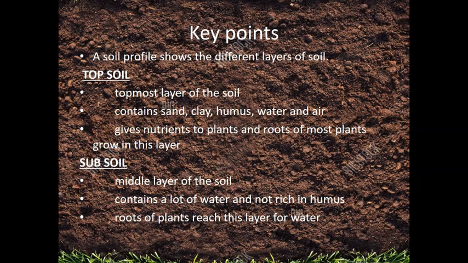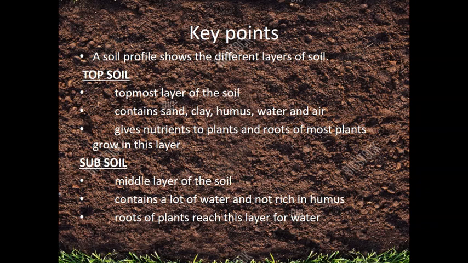Today's key points. A soil profile shows the different layers of soil. So how many layers we have discussed, children? Topsoil, subsoil, parent rock and bedrock. So topsoil is the topmost layer of the soil and it contains sand, clay, humus, water and air. This layer gives nutrients to plants and roots of most of the plants grow in this layer.